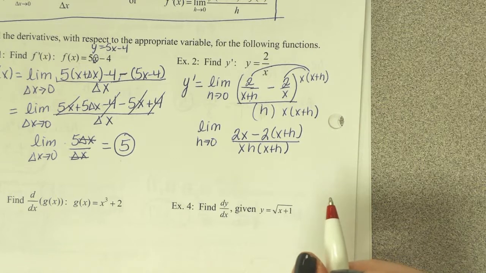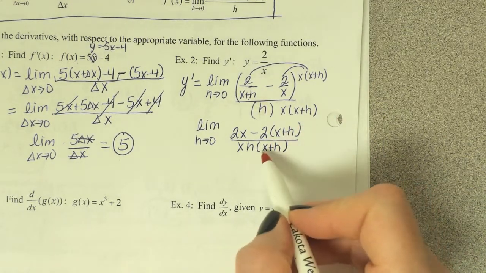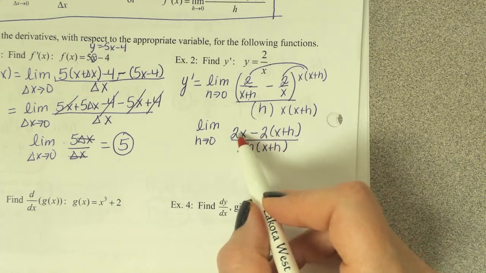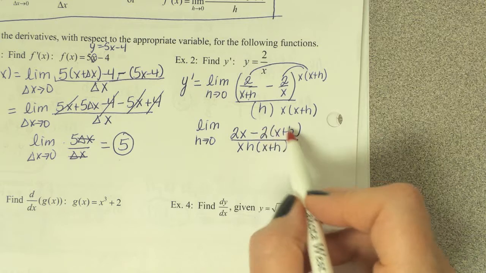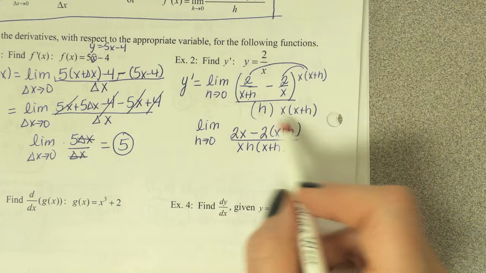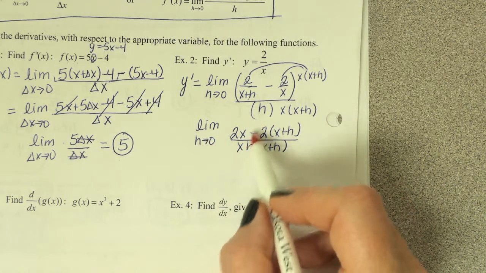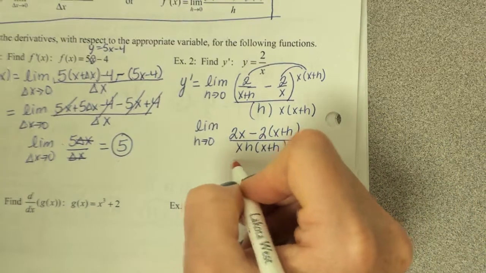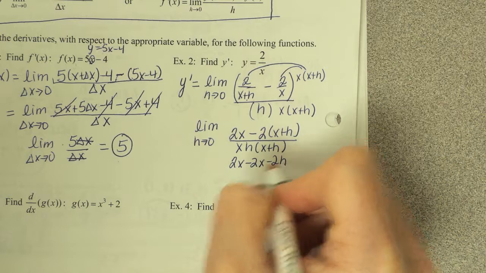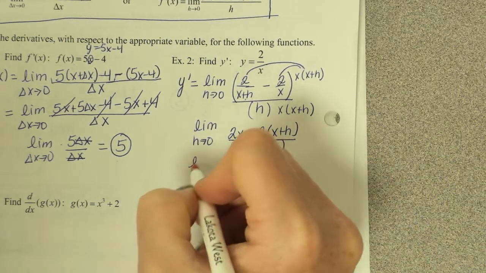Here are some of the bad algebra mistakes I see people make. People cancel these x plus h's. You can't do that. This is part of this whole term here, so it has to be distributed first. You can't do any simplifying on this step. We want to plug in 0 for h, but if I do that, I'm going to get 0 over 0. So I have to simplify. So I'm going to have 2x minus 2x minus 2h over xh times x plus h.